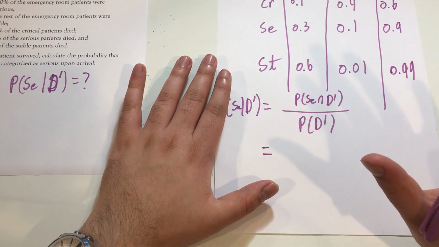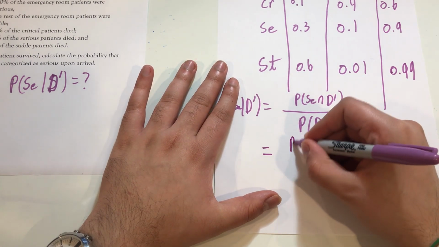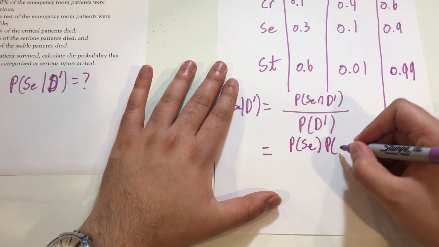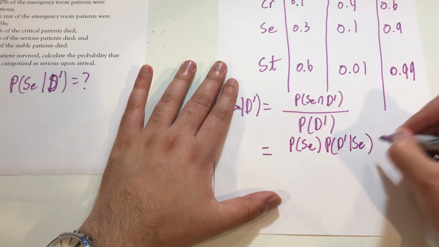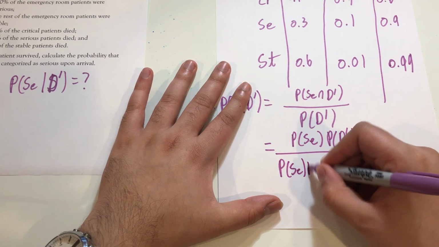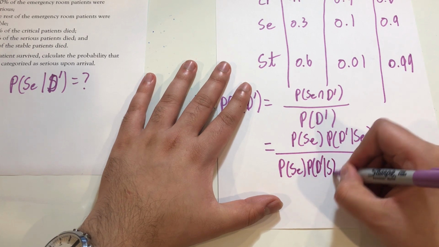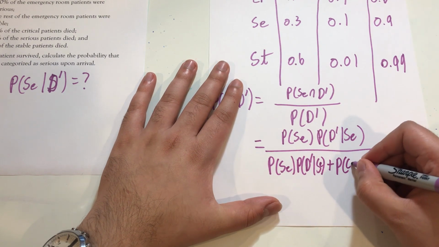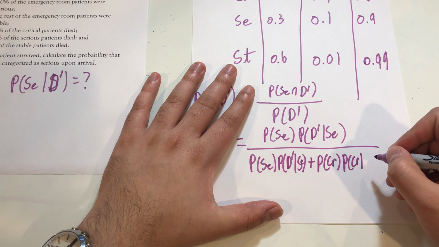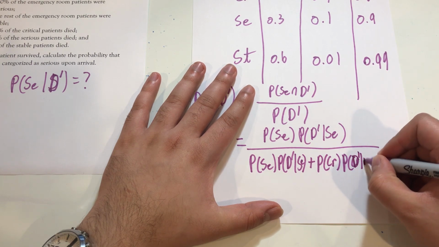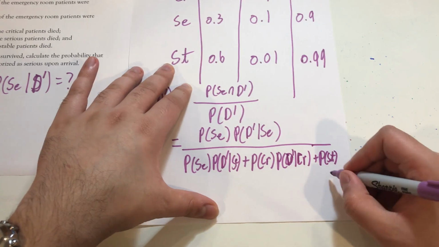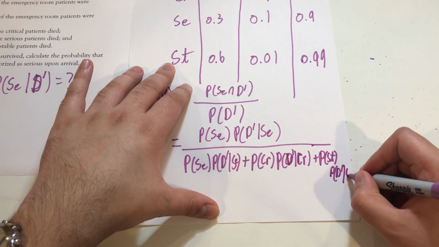So Bayes' theorem would say I need to know the probability that a patient is serious multiplied by the probability that they survived given that they were in a serious condition, divided by the probability of being in a serious condition times the probability that they survived given they were in a serious condition, plus the probability that they were in a critical condition times the probability that they survived given they were in a critical condition, plus the probability of being in a stable condition times, and I'll just write it down here because I ran out of room, the probability that they survived given they were in a stable condition.